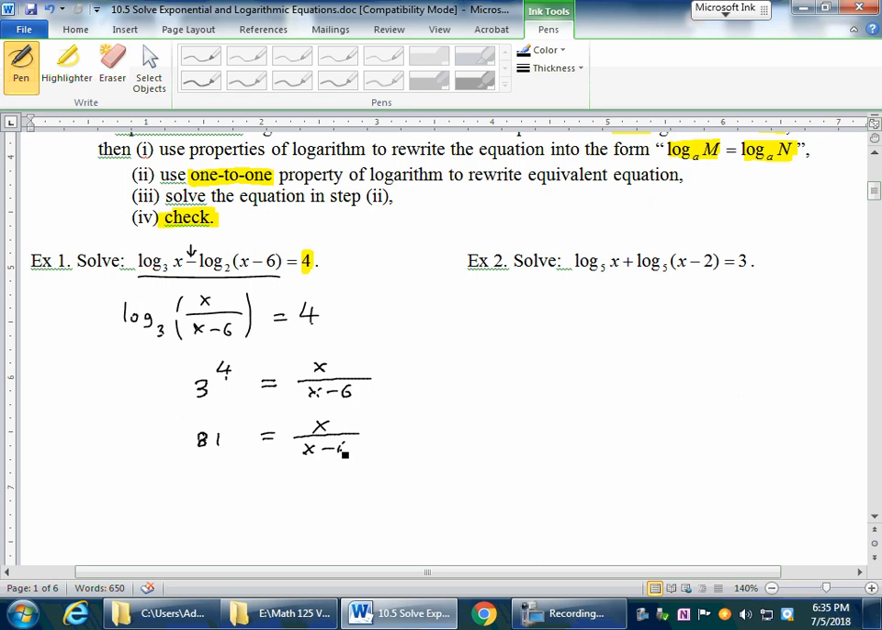Multiply both sides of the equation by the LCD. So in this case, it's x minus 6. I multiply both sides by x minus 6.